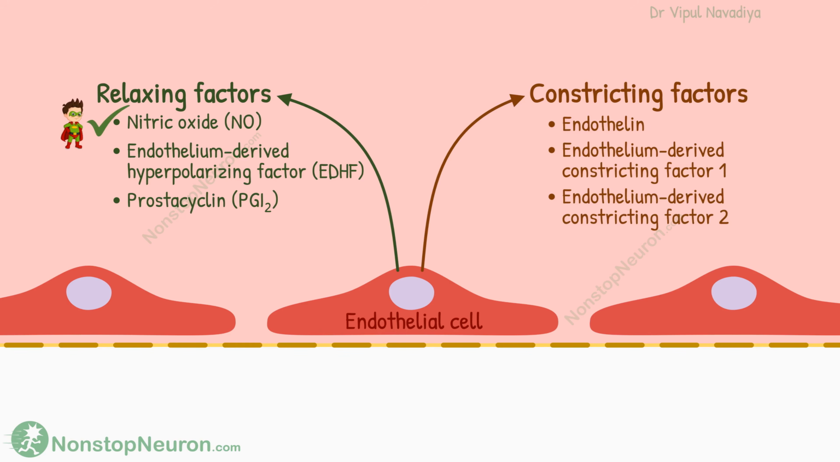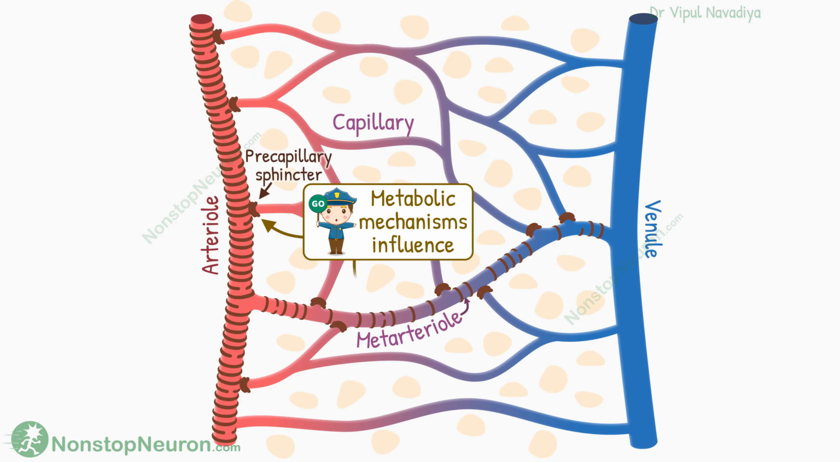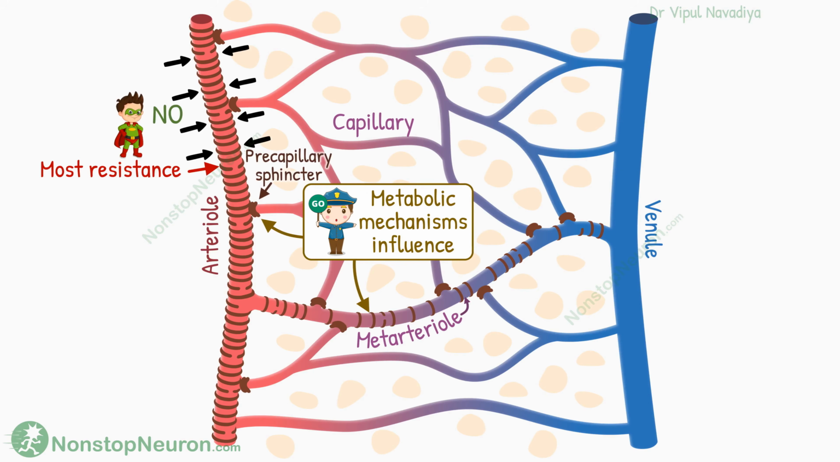It teams up with metabolic control in a unique way. Earlier, we saw that metabolic mechanisms mainly influence the precapillary sphincter and metarterioles, right? But the problem is, most of the resistance to blood flow occurs upstream to capillaries, in larger vessels. So the dilatation of small vessels alone won't be that useful if the upstream vessel remains constricted. And that's where the role of nitric oxide comes in. It dilates upstream larger vessels in response to the dilatation of downstream vessels. So let's see how exactly this is done.